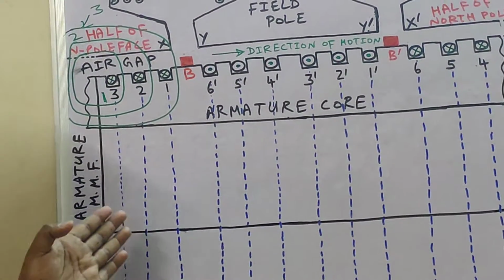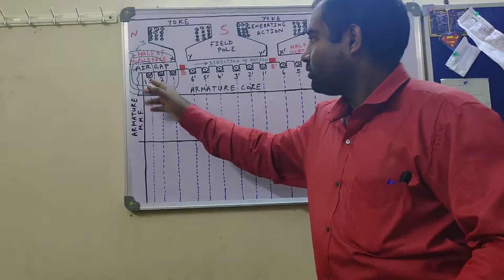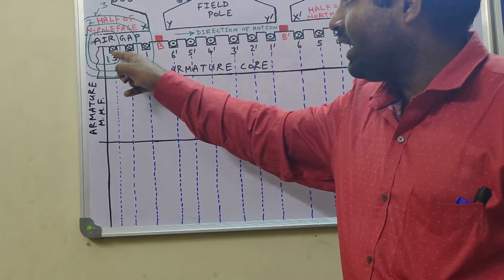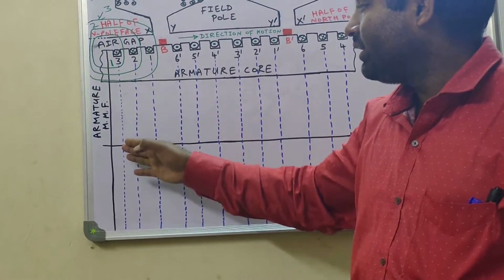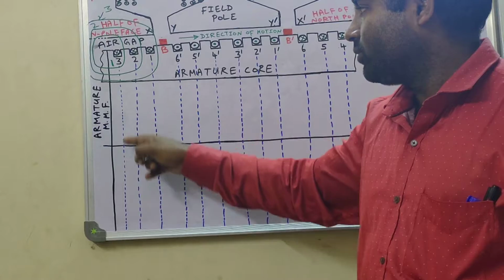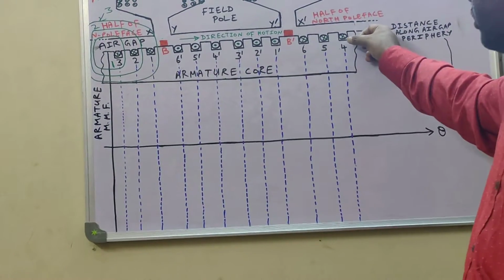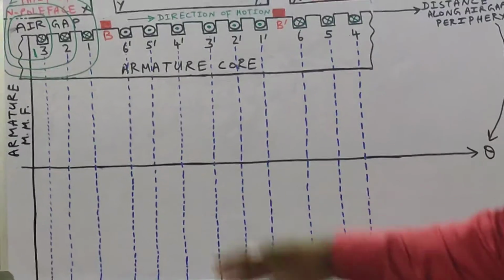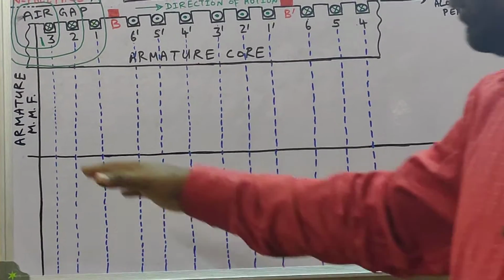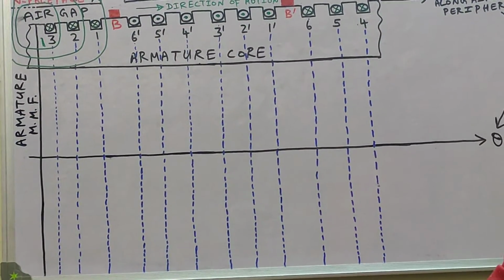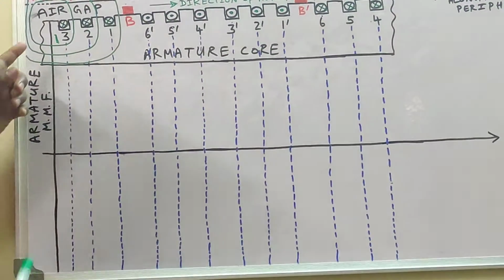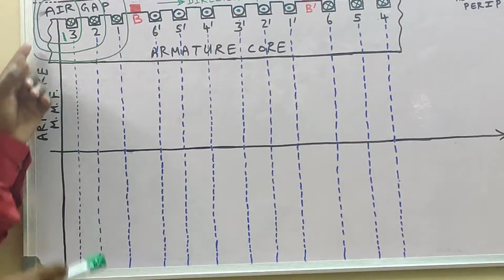Now the increase of MMF is shown by a step rise at the middle of the slot. Say this is slot number 3. The MMF change or rise of MMF will be shown by a step jump at the middle of the slot. That's why I have drawn dotted lines from slot number 4, 5, 6, 1 dash, 2 dash. Why has the dotted line been drawn from the middle of the slot? Because whatever change in MMF will be indicated here, it will be shown at the middle of the slot.